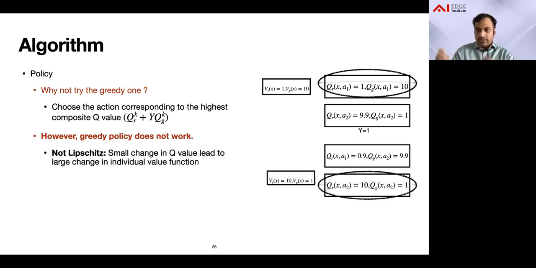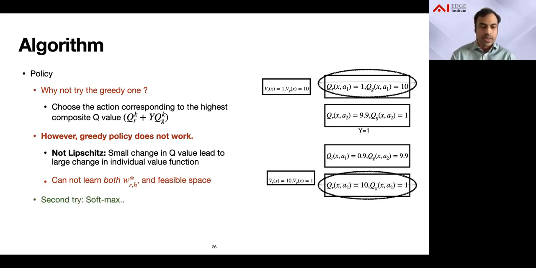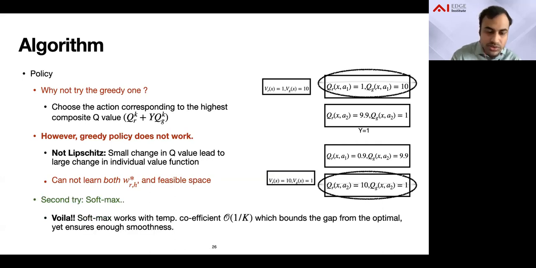So if you see on the right-hand side, you have two action spaces, right? Now, if you change your Q function, your optimal action will change, because you're doing this greedy policy, even though the sum of these value functions is the same. But your individual value function differs. I mean, here it is 1, and if you're taking some different action, it is 10, right? So that means that you are not learning in a meaningful way both this reward value function and the feasible space. You cannot learn using this greedy policy. So you need some kind of much smoother policy, and that is why we are using the softmax with some particular temperature coefficient, which is essential to get this provably efficient bound.